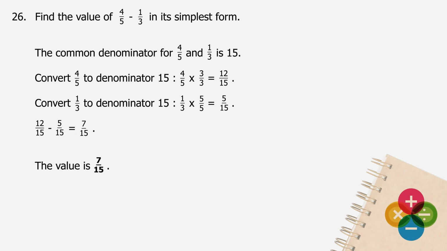The common denominator for 4/5 and 1/3 is 15. Convert 4/5 to denominator 15 will be, multiply 4/5 by 3, and the product is 12/15. Convert 1/3 to denominator 15 will be, multiply 1/3 by 5, and the product is 5/15. The value of 12/15 minus 5/15 will be, subtract 5/15 from 12/15, and the difference is 7/15. The value is 7/15.